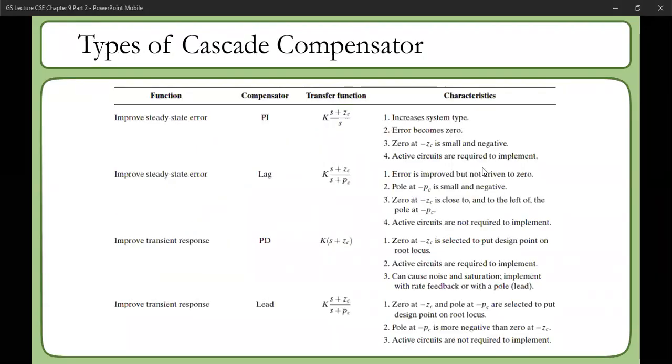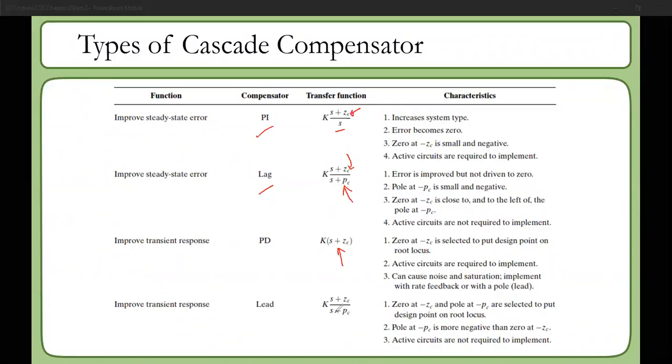Okay, so now this is your summary table. In the summary table, as you can see, the PI controller, how it works, you have a pole at the origin and then you have a nearby zero. And then another way to improve the steady state error is the lag compensator. Now you have a pole that is close to origin and a nearby zero. And a PD controller, a pure derivative controller, also gives you transient behavior improvement.